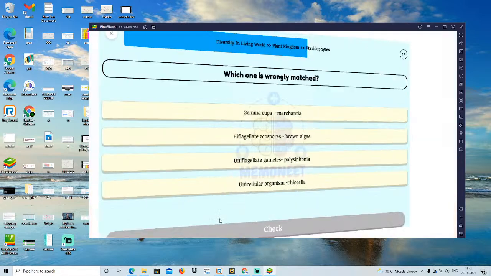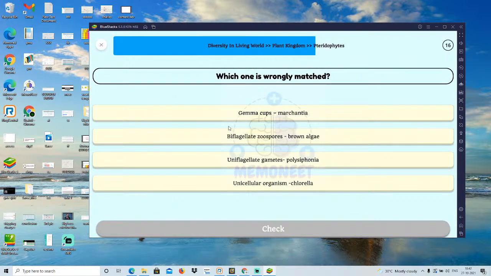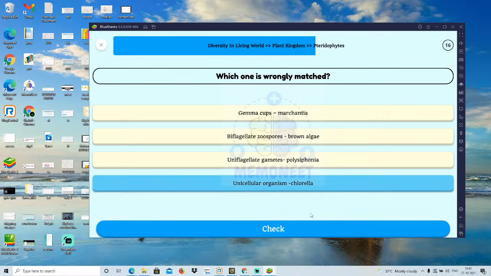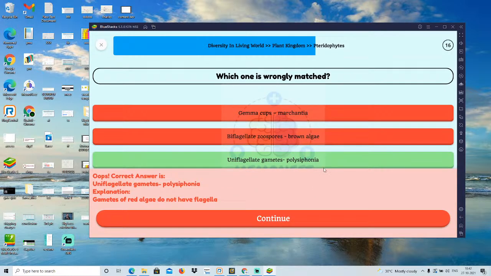Okay. Which one is wrongly matched? Gemma cups, Marchantia; biflagellate zoospores, brown algae; uniflagellate gametes, Polysiphonia; unicellular organism, Chlorella. Polysiphonia is a red alga, and the gametes of red algae are non-motile, so they do not have flagella. Oh my god. Okay.